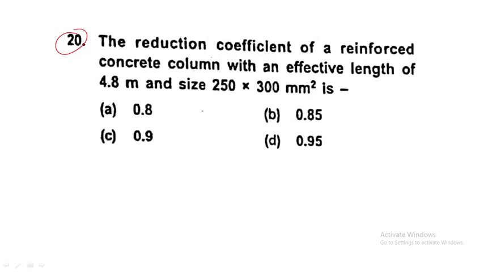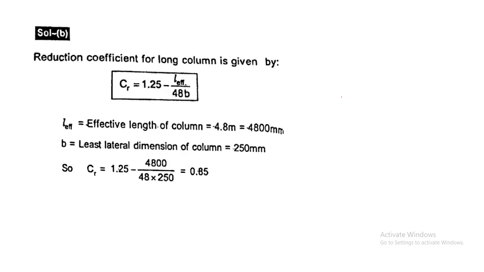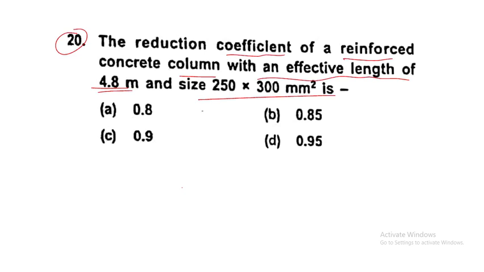Next question. The reduction coefficient of a reinforced concrete column with an effective length of 4.8 meter and size 250 into 300 mm square. I will calculate the reduction coefficient. The reduction coefficient for a long column is 1.25 minus L effective by 48 times B. So CR is equal to 1.25 minus 4800 divided by 48 into 250. So 0.85 is the answer for the given question.